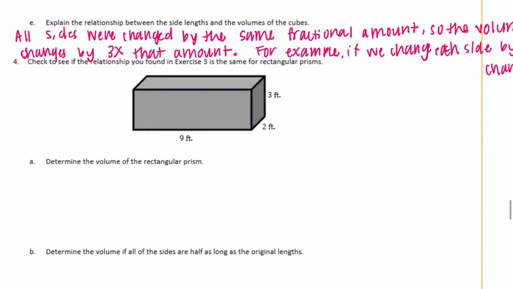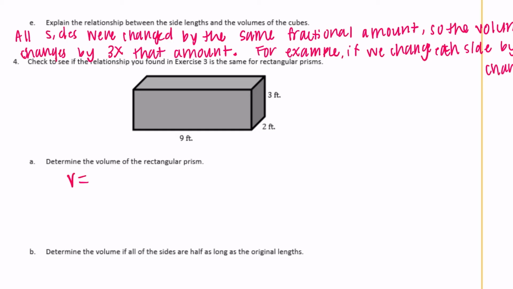So let's do some more examples of that. Hopefully that'll make a little more sense if you didn't quite follow that. Check to see if the relationship you found in exercise 3 is the same for rectangular prisms. To determine the volume of this, we would have length times width times height, because they didn't give us the area of the base.